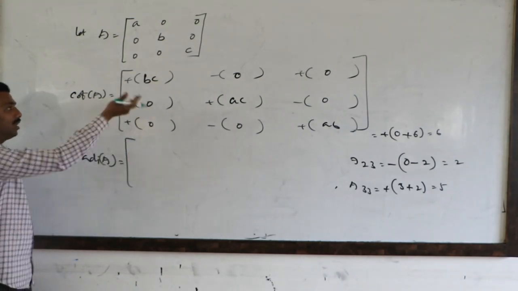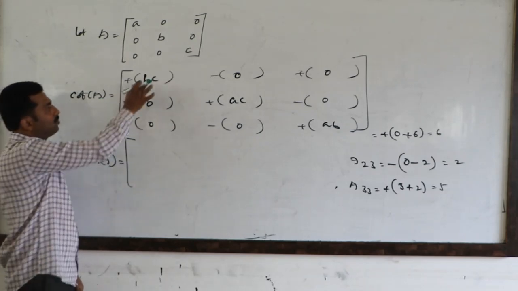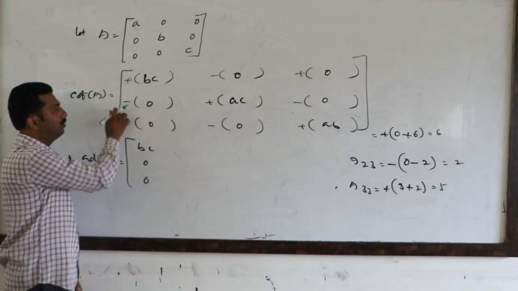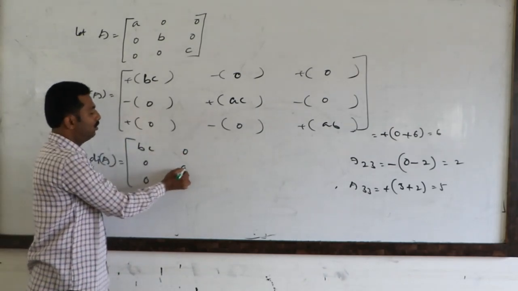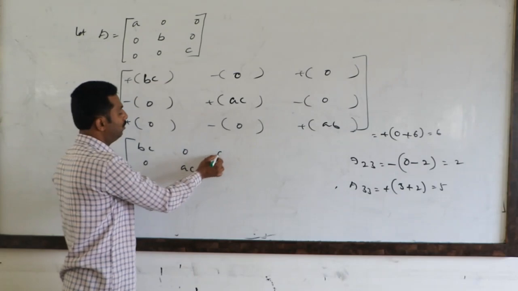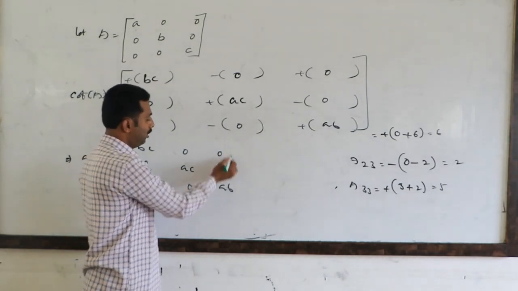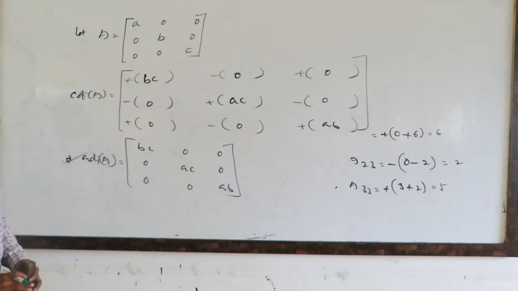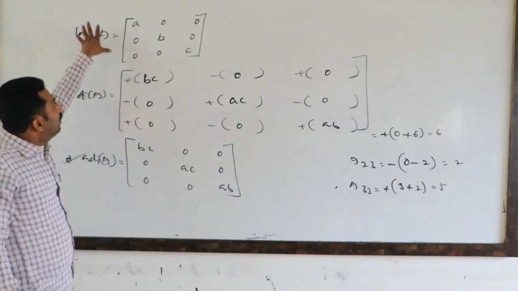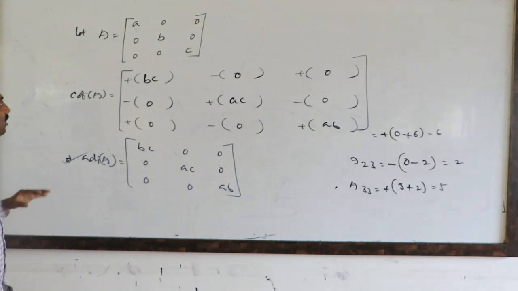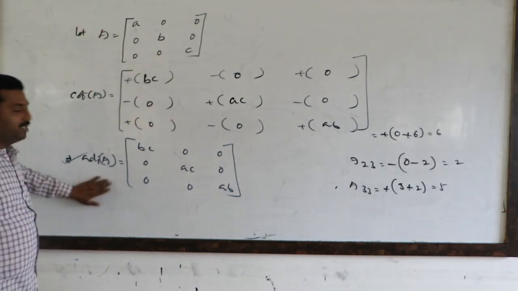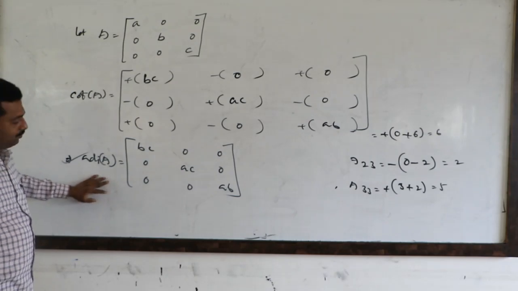So transpose of these cofactors. First row becomes first column, meaning BC 0 0, then 0 AC 0, then 0 0 AB. So this is the adjoint of a square matrix, meaning a diagonal matrix. How to remember? See, the adjoint of a diagonal matrix is also a diagonal matrix.